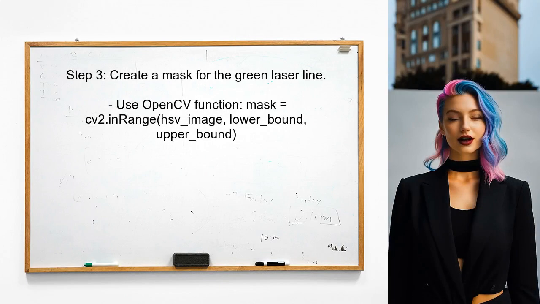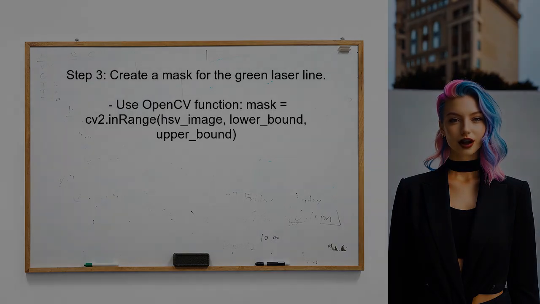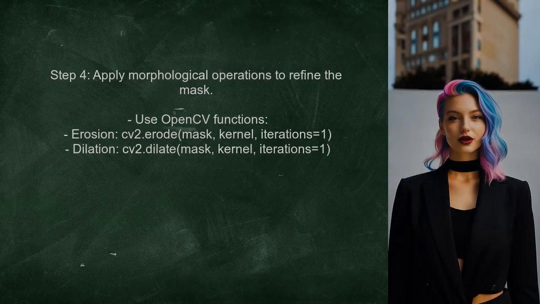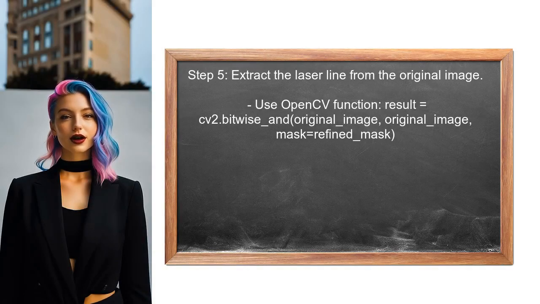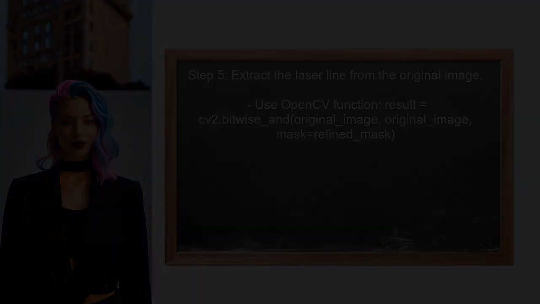After defining the color range, the user can create a mask that highlights the areas of the image that fall within this range. This is done using the OpenCV function for masking. To refine the mask and remove noise, the user should apply morphological operations such as erosion and dilation. This will help in cleaning up the mask and isolating the laser line. Finally, the user can extract the laser line from the original image using the refined mask. This will allow them to visualize the laser line clearly.